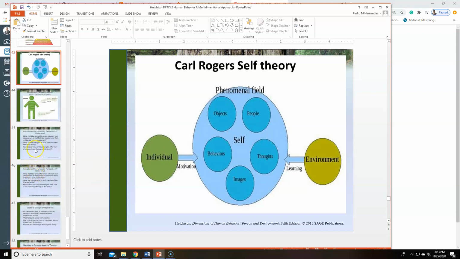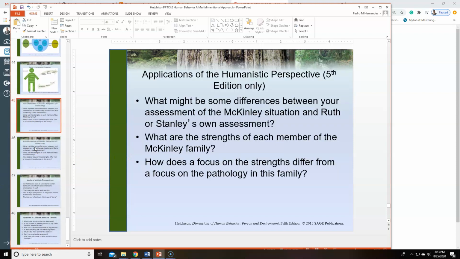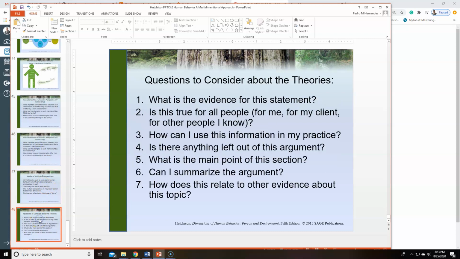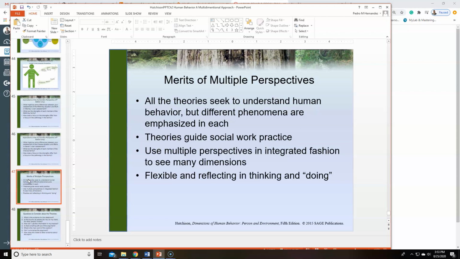So, let's see what else we got here. Again, everything should be related to the case studies. I think that was it. Probably longer than I would have preferred, but it is what it is.